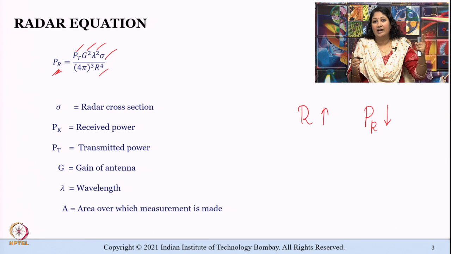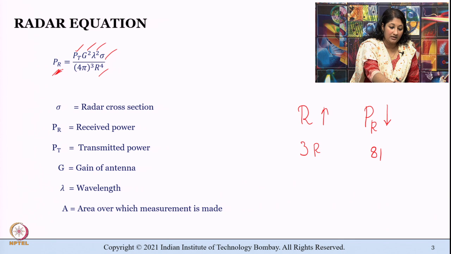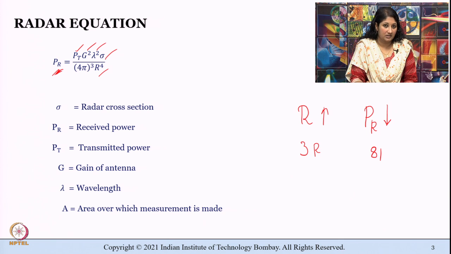So assuming I am making this distance 3 times, I am going to make it 3R, then what happens to the return power? It is going to reduce by a factor of 81, isn't it? Because PR, that is the power returned, is inversely proportional to the 4th power of range. So if I triple the range, the returned power is going to decrease by a factor of 81.